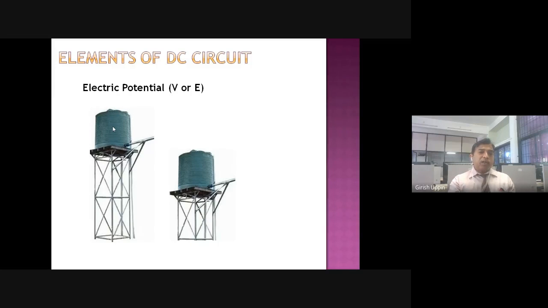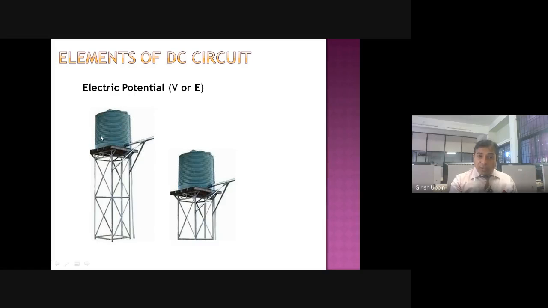Okay, if I ask you to fill these two tanks, which one will need more work to be done? A. Right, A, exactly. See the amount of work you have done to fill this particular tank is much more compared to this one. Because the height is more, more work is done. That is the reason the potential is more.